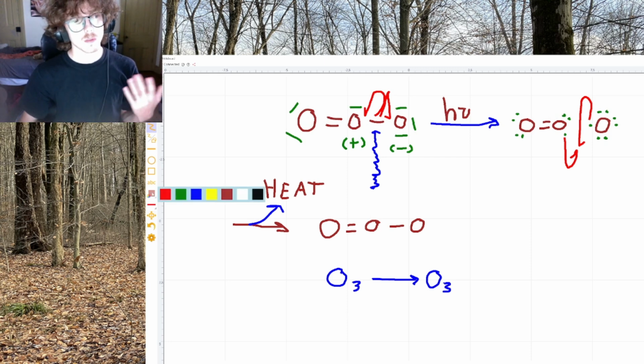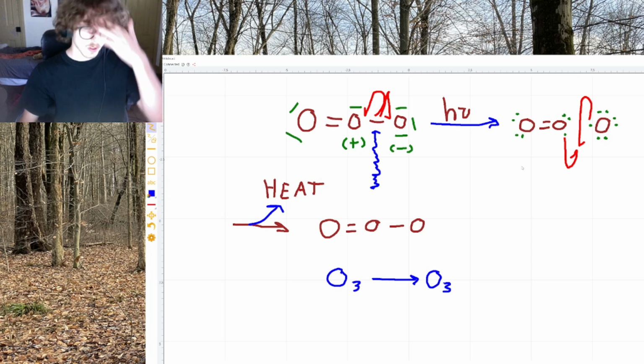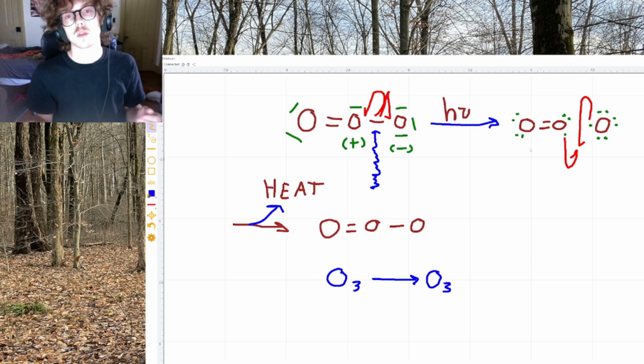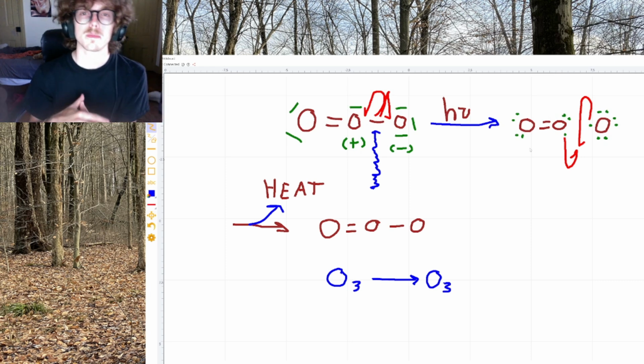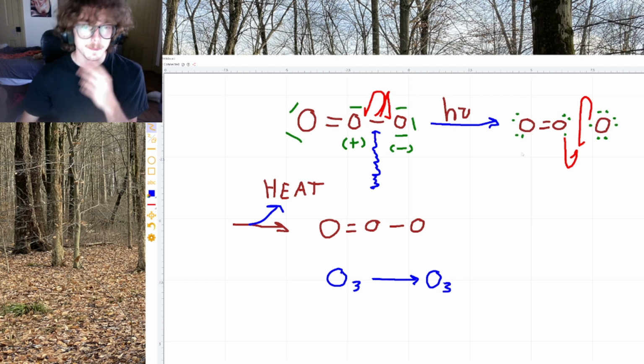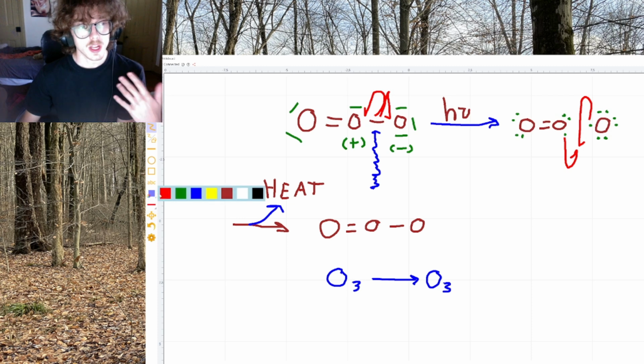So like I said, we go from ozone to ozone, but we go through this intermediate process where it splits off, it comes back together. It absorbs ultraviolet light, it disperses it as heat. Makes sense? All right. So hopefully this cool idea made sense to you.